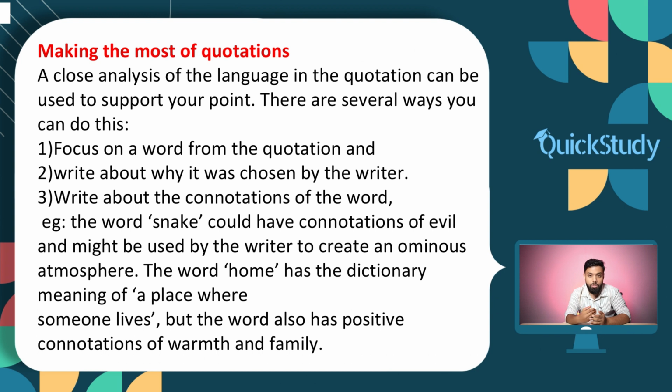For example, focus on a word from the quotation and write about why it was chosen by the writer. Write about the connotation of the word. For example, the word snake has the connotations of creating an evil and ominous atmosphere. On the other hand, the word home could create an atmosphere where someone feels loved and warm. Let's learn how to analyze quotations from any extract and how to question the language techniques the writers have used.